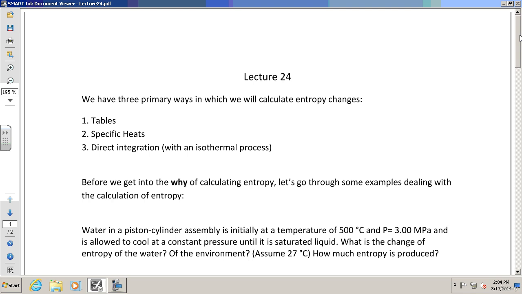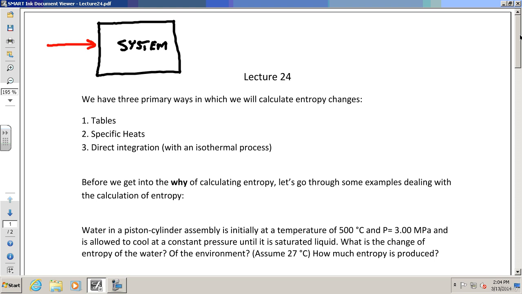Before I get into talking about entropy, I've had a lot of questions lately regarding the first law, kind of going back to that a little bit. So I wanted to mention a couple of principles here. Let's say I have any kind of system here, and I have some kind of flow going in. That could be water, steam, air, nitrogen, it doesn't matter. And I have some flow going out.